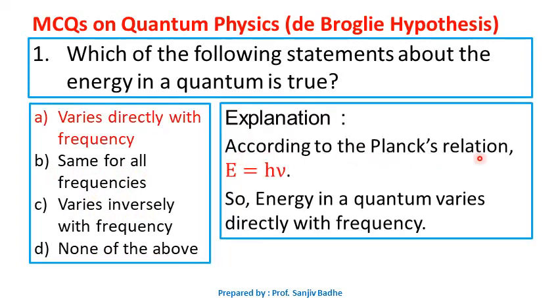So here, according to Planck's relation, a quantum of energy is given by E is equal to h nu, where h is called Planck's constant and its value is 6.63 into 10 raised to minus 34 joule second. So from this relation we can say energy in a quantum varies directly with frequency. So for this question number 1, option A is the correct option. The energy in a quantum varies directly with frequency.